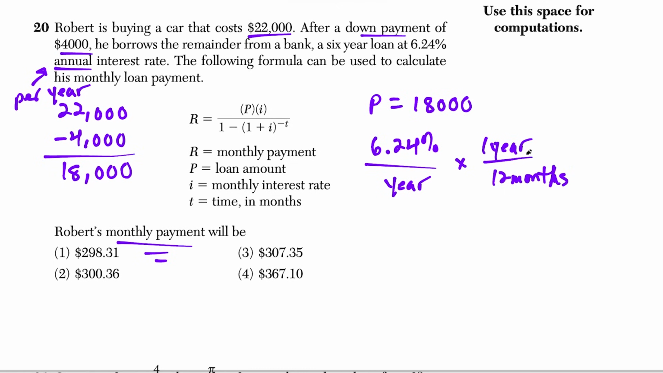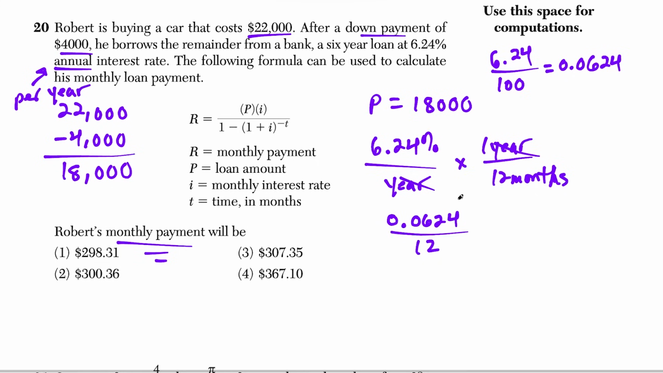So what I could do is I just cross out these units, and now I'm going to do 6.24% divided by 12. But be mindful here, we have to express the percent as a decimal. So 6.24%, I'll just do that on the side, is 6.24 out of 100. And this, if we just type it into a calculator, is going to be 0.0624, or you could just move the decimal 2 places to the left to get this decimal here. So now we're going to do 0.0624 divided by 12, and this is going to be our monthly interest rate.